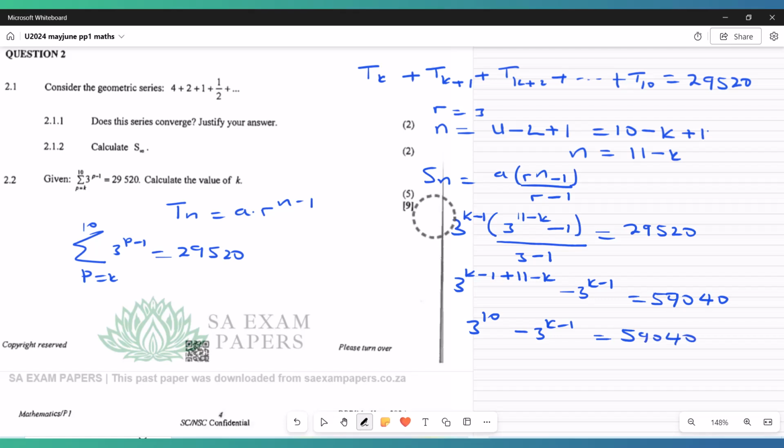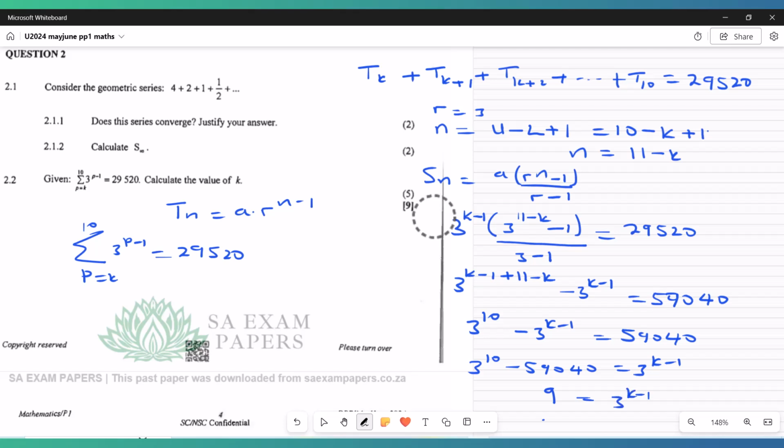This one being a negative becomes positive that side. So I can say that 3 to the power 10, then minus 590, and then 40 equals 3 to the power k minus 1. Now calculator, punch in that on there. If I check it here on my calculator, it gives me 9. It gives me 9 here equals 3 to the power k minus 1.